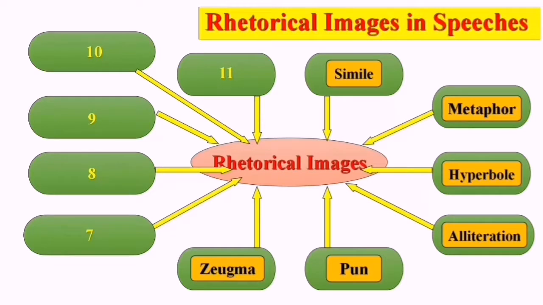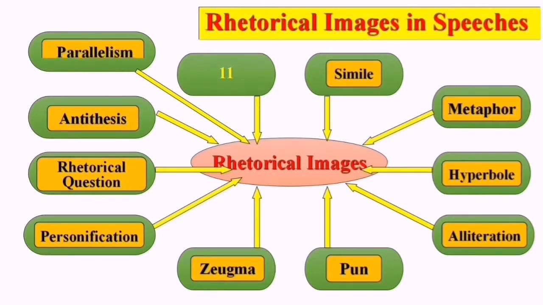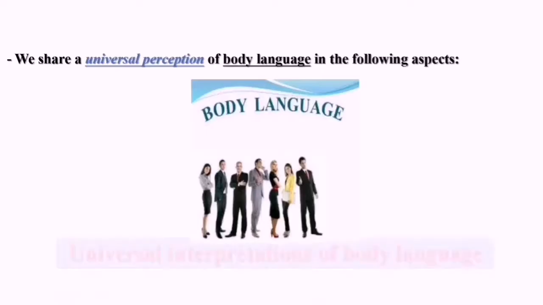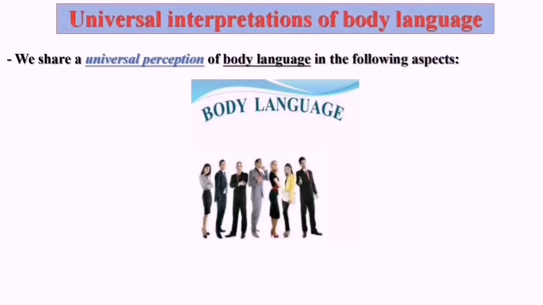Number 7, personification. Number 8, rhetorical question. Number 9, antithesis. Number 10, parallelism. Number 11 and last one, anaphora. All these rhetorical images, you must use some of them in your public speaking.